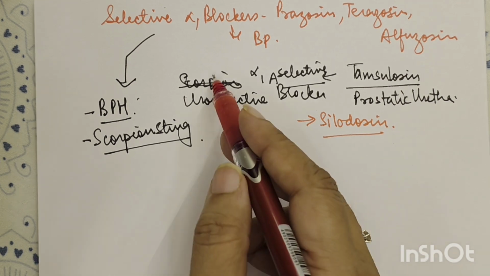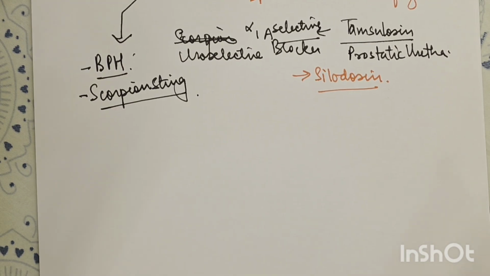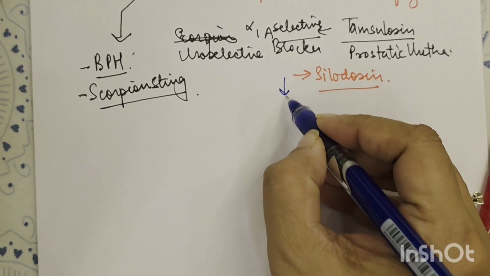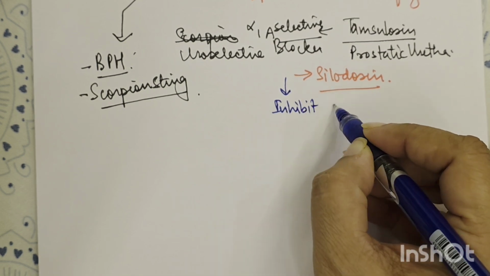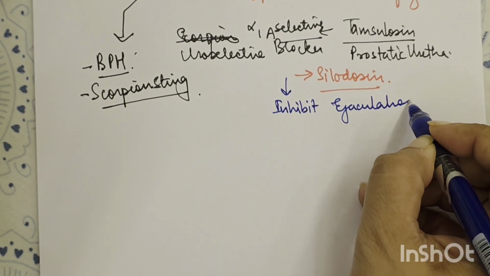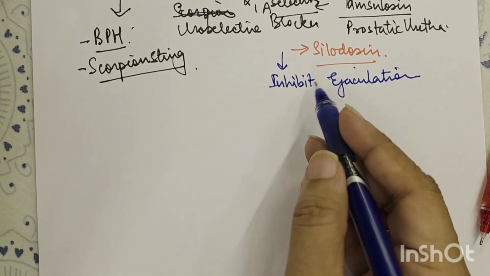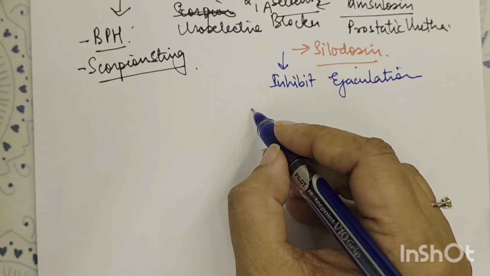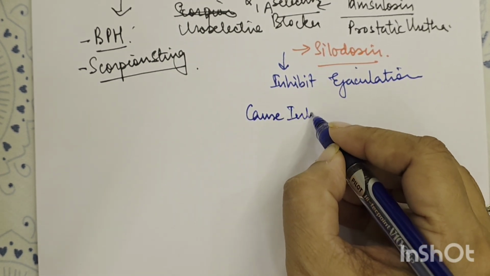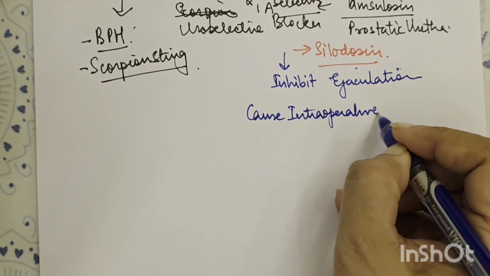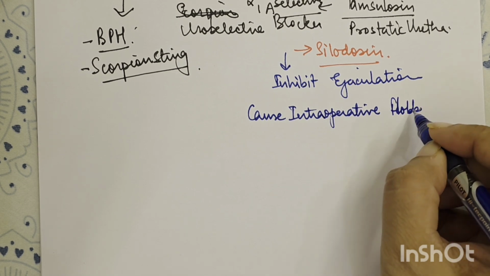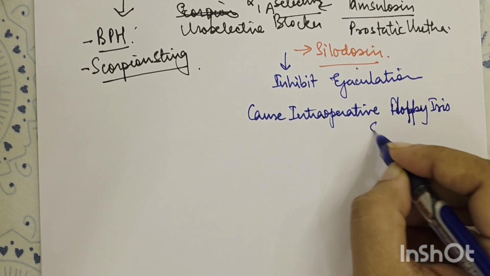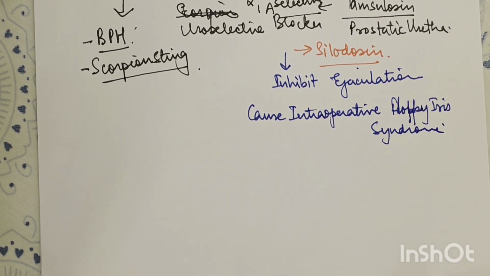Okay, then next, one side effect of theirs is that they inhibit ejaculation. So that is one side effect of theirs. Also they cause intraoperative floppy iris syndrome in cataract surgery. Okay.